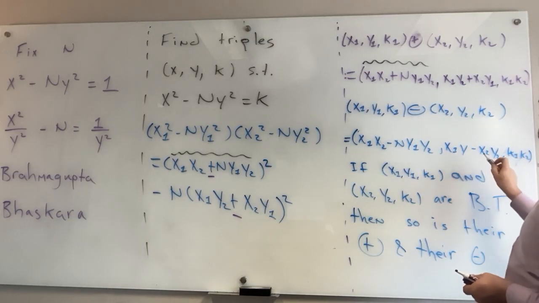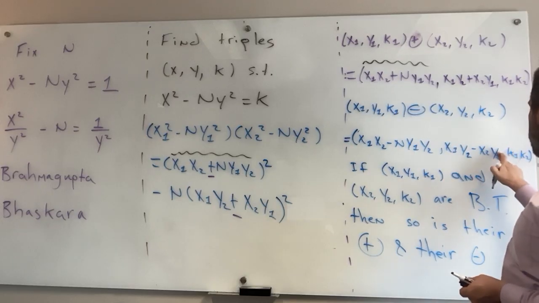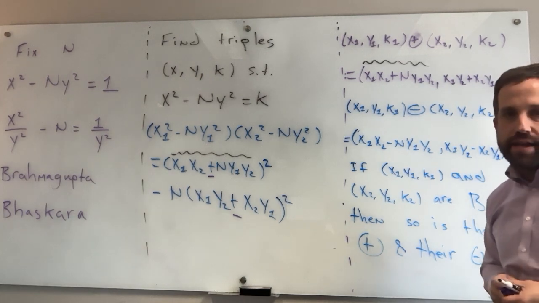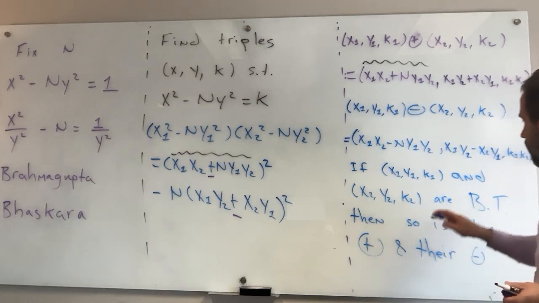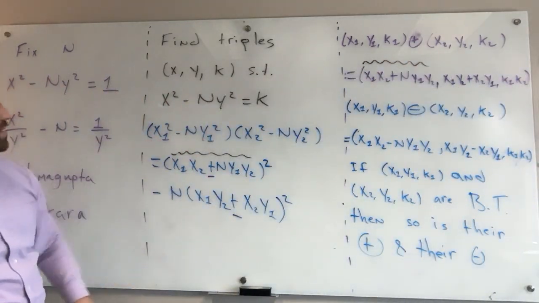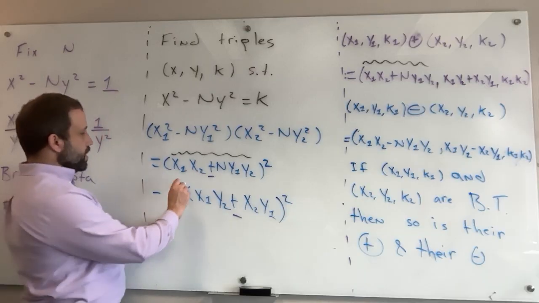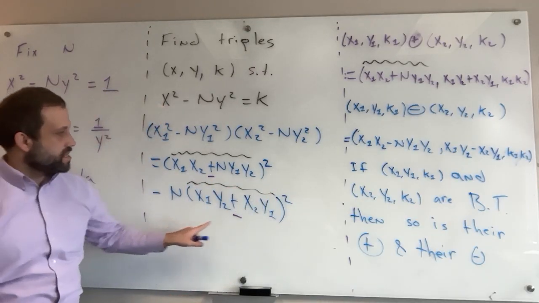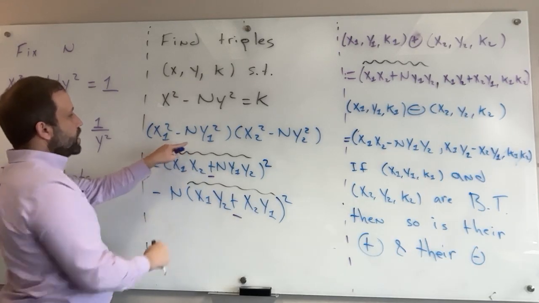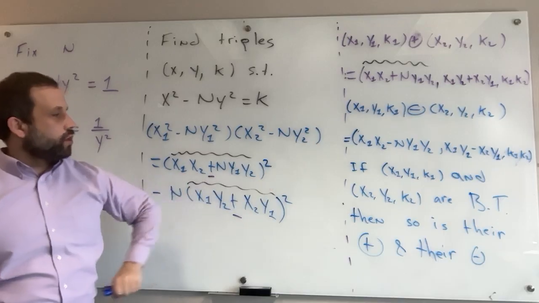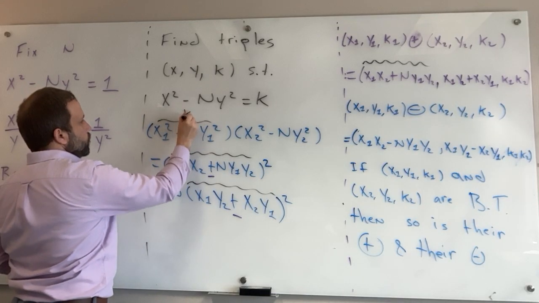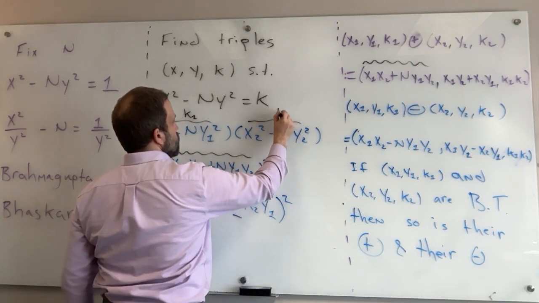x1, y2 plus x2, y1, like this. Let me just make sure I have that. x1, y2. Just needed to make sure I had it in the correct order. Okay, so if you do that, that's this, and then plus n times that term squared. That is the term that we're squaring is the middle one. And notice what you get. You get x1 squared minus ny1 squared. Well, x1, y1, and k1 are triples. So it means that this here is equal to k1, and similarly, this is equal to k2.